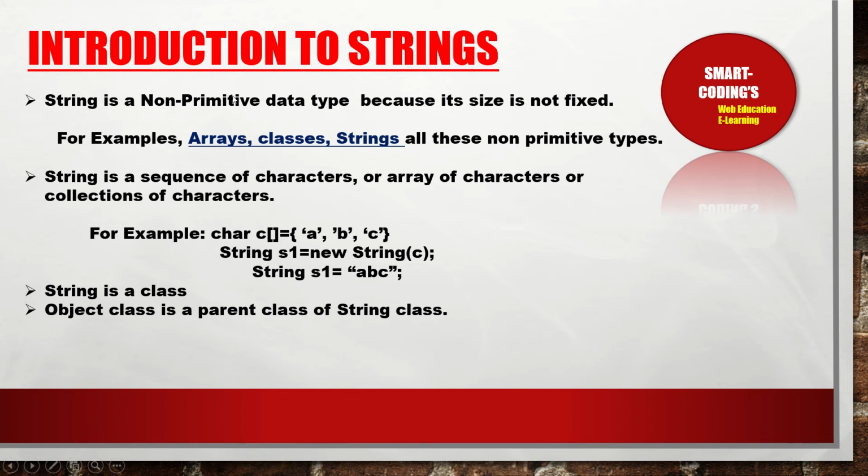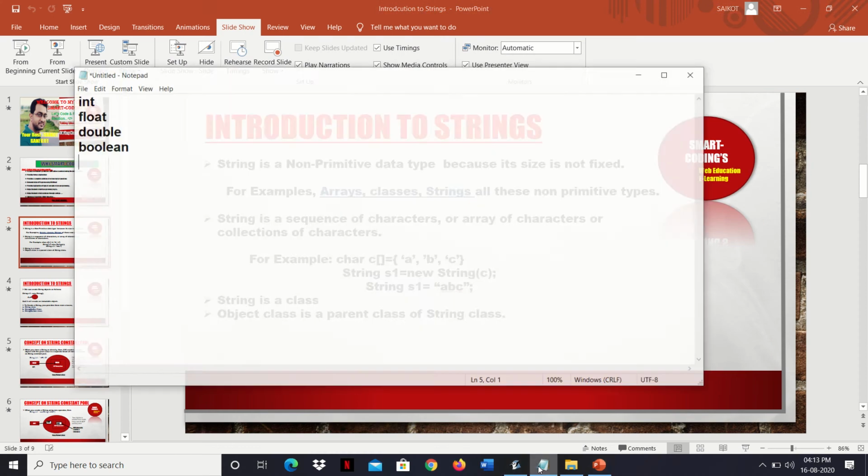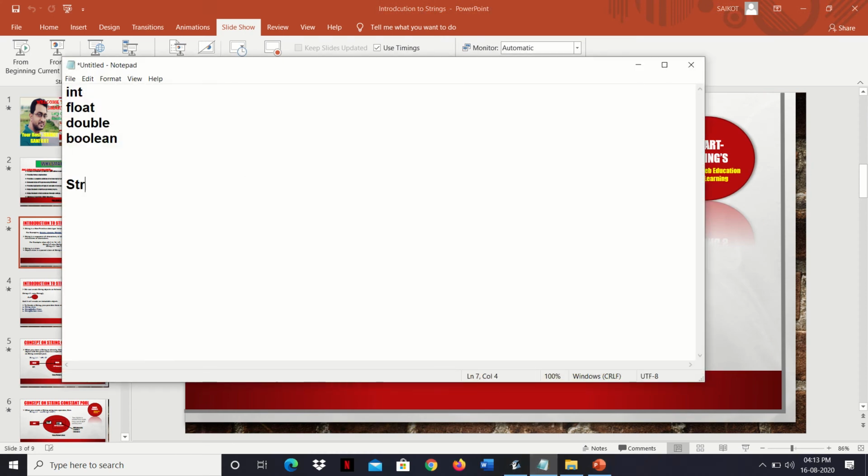First point is this: string is a non-primitive data type because its size is not fixed. Keep this in mind. Second point is string is basically a sequence of characters, or we can say an array of characters, or a collection of characters. Let me show you in a notepad over here. Suppose I am declaring one string type variable, like String str. Now str is a variable of string type. String is a data type which is non-primitive. Now equal to, I'm writing here, suppose hello. Now this hello is a collection of characters, HELLO.